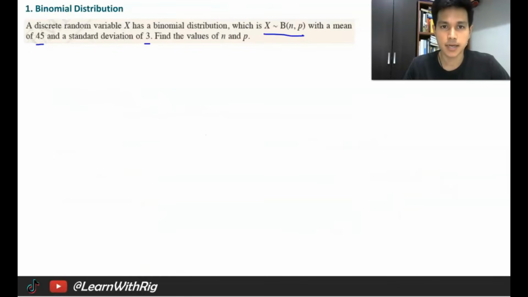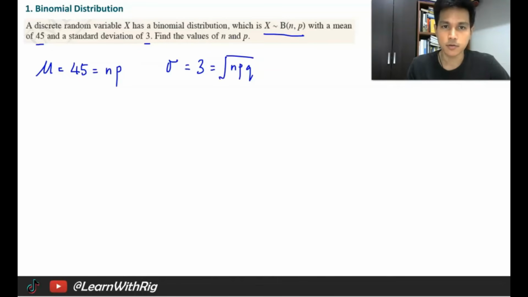discrete variable X has a binomial distribution, so they gave you this with mean. Okay, so they gave you the mean value. Mean value is equals to 45. So what's the formula again? n times p, right? Next, standard deviation. Standard deviation is 3. So what's the formula of standard deviation? Square root npq. Correct? Find the value of n and p.